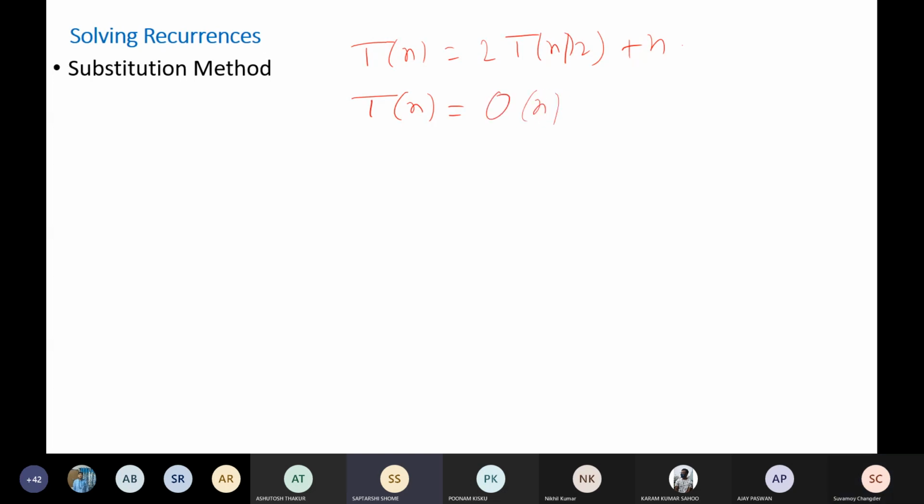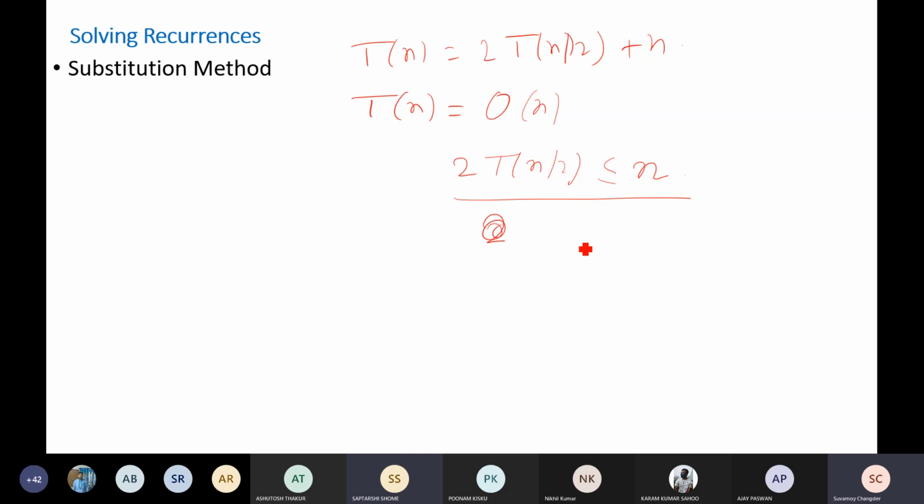So 2 into floor of n by 2 will always be less than or equal to n, because n by 2 is the floor value and 2 into n by 2 will be lesser than n. So that is n, no problem. So n plus n, that is 2n. So if we take c equals to 2, our conditions are satisfied.